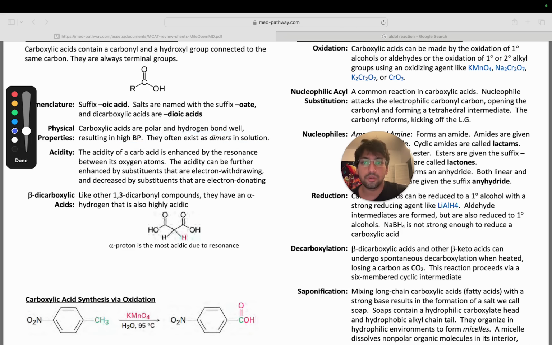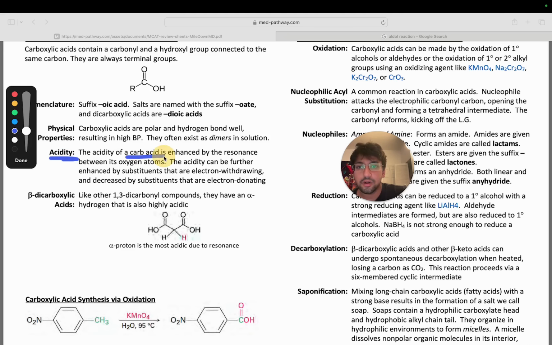So why are they polar and hydrogen bond? Well, you can understand that this oxygen over here is pulling these electrons, right? And so that's why they're polar. You should understand that they can hydrogen bond. And so, yeah. Okay. Acidity.